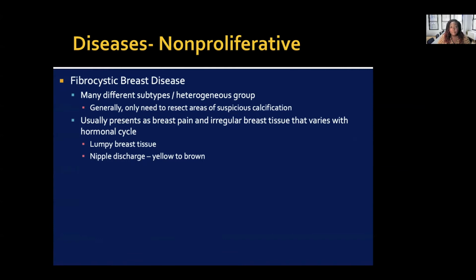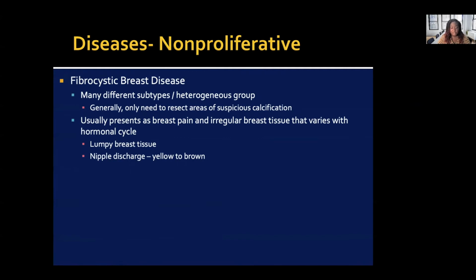Usually, it presents as breast pain and irregular breast tissue that can vary with the hormonal cycle. So sometimes the patients will note lumpy, bumpy breast tissue, and sometimes some nipple discharge, yellow to brown. All these concerns should be taken seriously, and a good history and complete physical exam, including a good breast exam, should be performed.